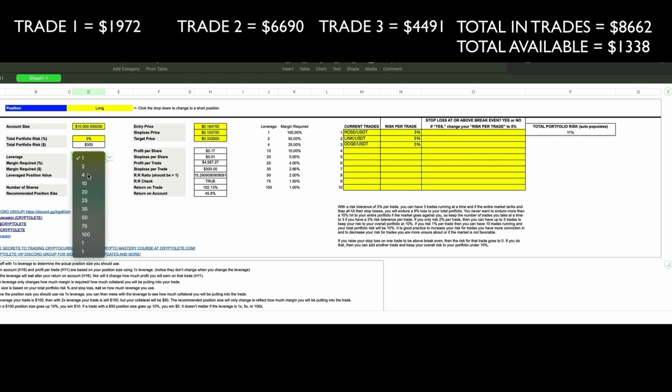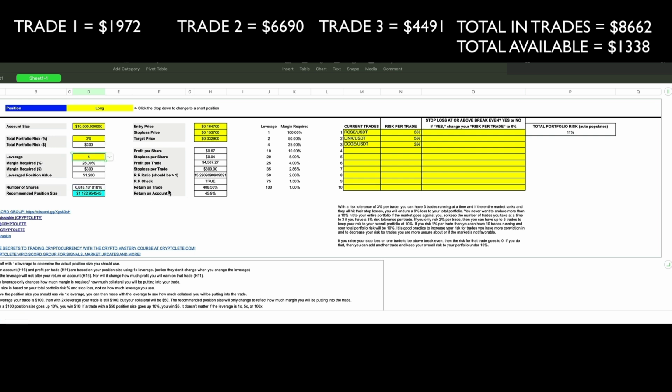And so let's say you use 4x leverage, $1,123 of that trade will be your money and your capital, which means that you have enough to put into that trade at 4x leverage, and then you won't have enough to put into any other trade because you won't have that much money left. So that's one way you could do it if you are comfortable with having your portfolio risk be 11%.